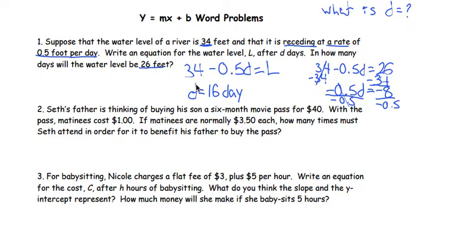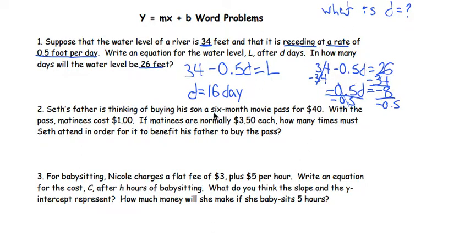Number 2 asks, Seth's father is thinking of buying his son a 6-month movie pass for $40. With the pass, matinees cost $1. If matinees are normally $3.50 each, how many times must Seth attend in order for it to benefit his father to buy the pass? So we're going to create two separate situations, two separate equations, and then we're going to set them equal to each other to figure out when they will be equal.